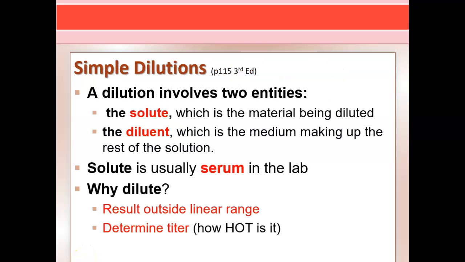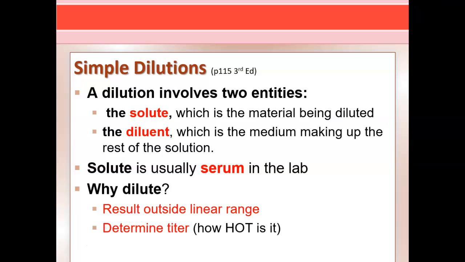A dilution involves two entities, the solute, which is the material being diluted, and the diluent, which is the medium making up the rest of the solution. The solute is usually serum from our patients in the lab. Why do we need to dilute patient serum samples? Because the results may reside outside the linear range of our instruments, and we need to determine the titer. So how positive is it?